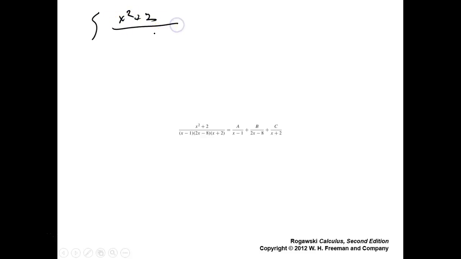Now we're ready for example 2. I guess I'll go and get there. It says evaluate this integral. X squared plus 2 over, and look at them, they're so nice, they factored it for us. X minus 1 times 2x minus 8 times x plus 2. And that's all times dx.